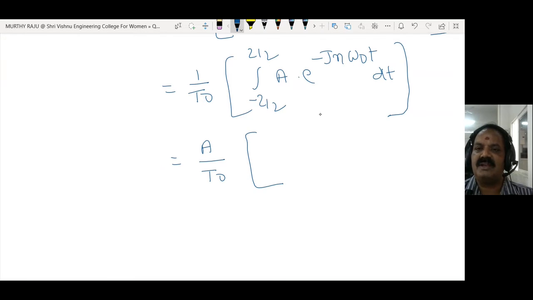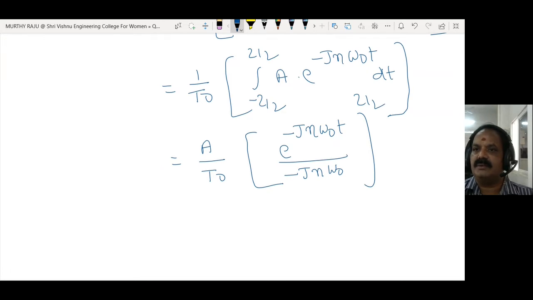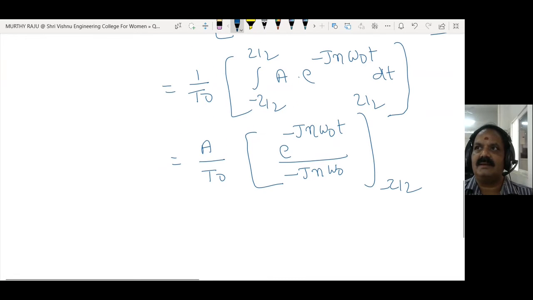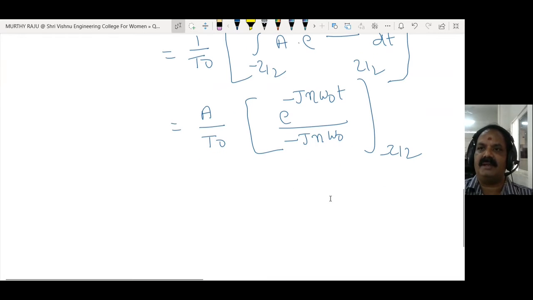The integral of e power minus j n omega naught t is e power minus j n omega naught t divided by minus j n omega naught. Our interval is from minus tau by 2 to tau by 2. The integral of e power x is e power x, and the integral of e power 2x is e power 2x by 2, like that. Here the quotient is minus j n omega naught. This is the denominator term. The minus sign is very, very important.